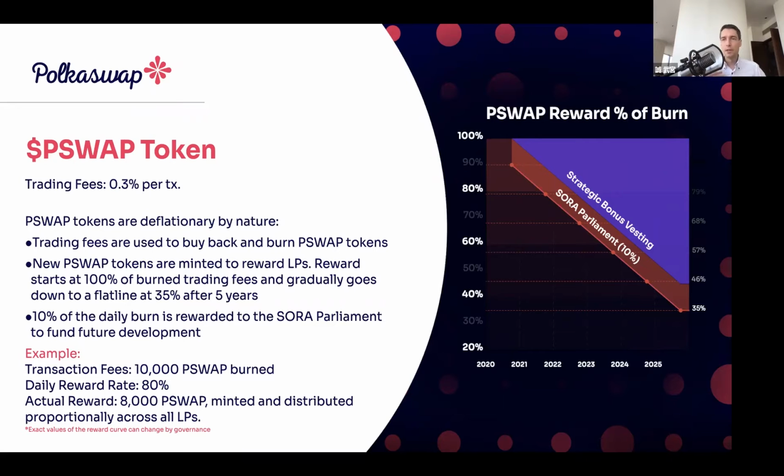So at day one, it's like 90% because the parliament gets 10% of the remint, but then it goes down to 35% after like 4 years. So what that means is that the token supply will be much more deflationary in the future.